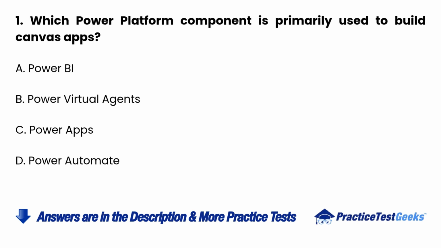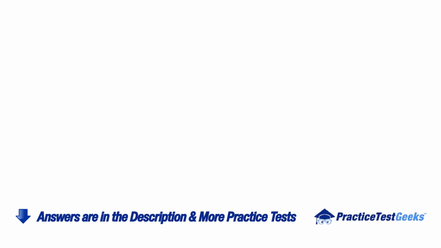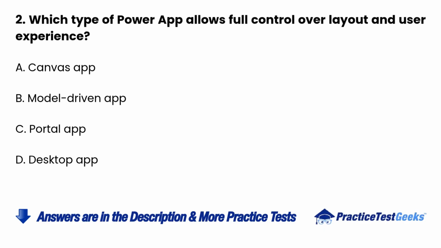1. Which Power Platform component is primarily used to build Canvas apps? A. Power BI. B. Power Virtual Agents. C. Power Apps. D. Power Automate. 2. Which type of Power App allows full control over layout and user experience? A. Canvas app. B. Model-driven app. C. Portal app. D. Desktop app.